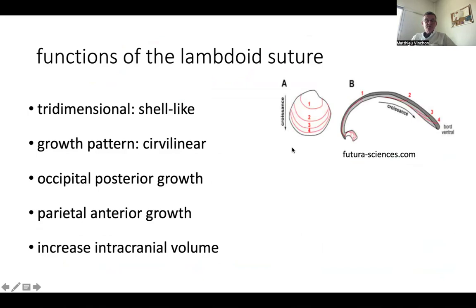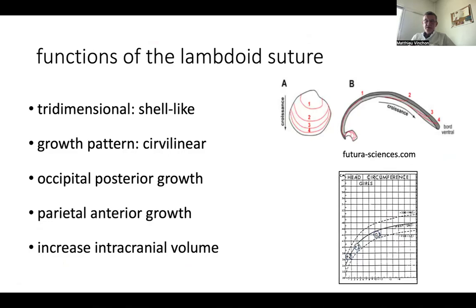First, what is the function of the lambdoid suture? Anatomically, it is three-dimensional. That means it behaves like a shell with progressive growth from this suture, which allows a three-dimensional growth with conservation of the shape. So the growth pattern is curvilinear. It allows occipital growth and parietal anterior growth as well, because it is between the occipital and the parietal bone, and it allows a significant increase in intracranial volume.